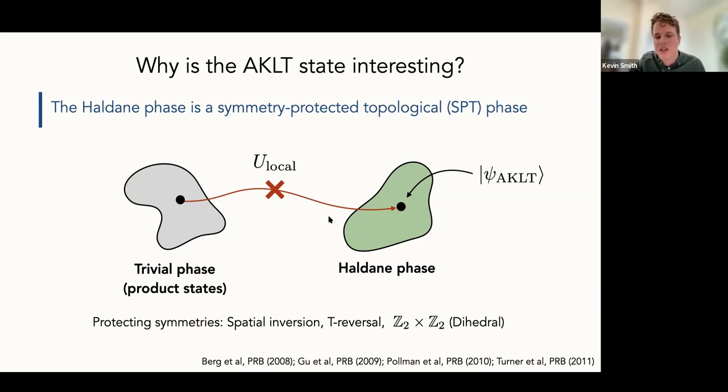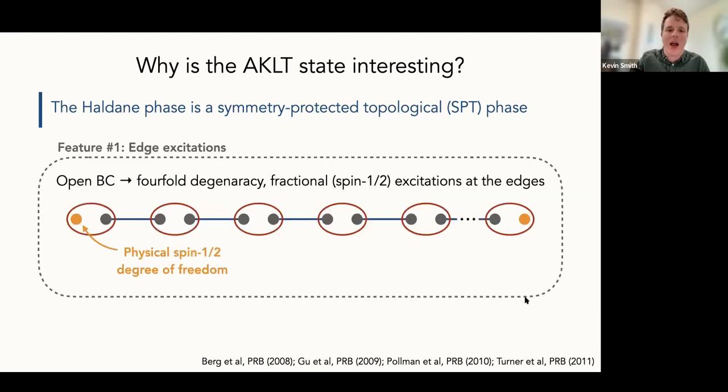So for the Haldane phase, including the AKLT state, its protecting symmetries are spatial inversion symmetry, time reversal symmetry, and also a Z2 cross Z2 or dihedral symmetry. What this means is you take every spin 1 and rotate it by pi about either the x, y, or z axis, and this is also a symmetry. And there's lots of very interesting features displayed in the AKLT state, which you can understand through this lens of its SPT order. So for example, it displays edge excitations.